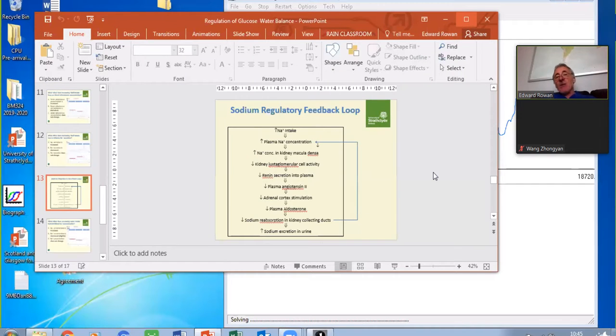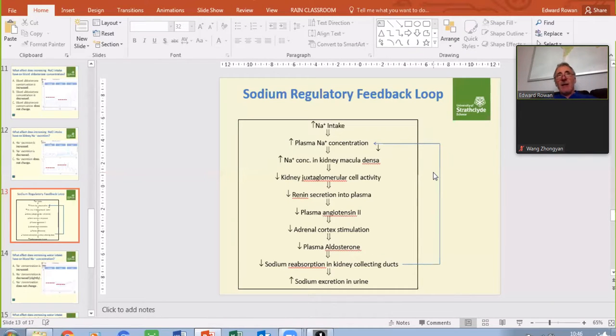So this is the sodium regulatory feedback loop. This is the one that's really complicated, and it incorporates the kidney and a number of hormones. The thing about all these feedback loops is that they're always responding to some sort of change in set point. In these examples, the set point has increased, but the set point could also decrease. Once you know it going in one direction, you know it for the other direction.